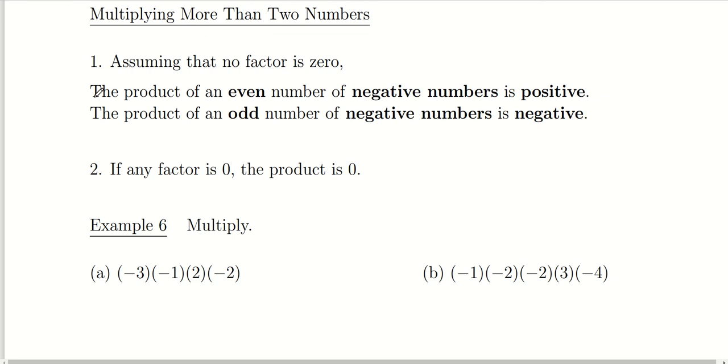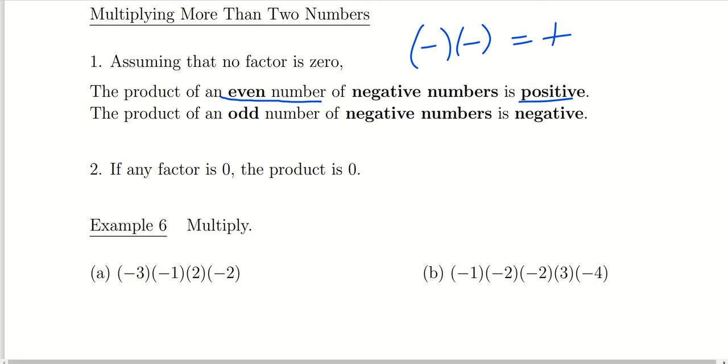A faster way to do this is to determine the sign up front and then just multiply the values. If you have a product that has an even number of negative numbers, then the final answer is going to be positive. The reason for this is that you can pair up the negatives, and within each pair, a negative times a negative is a positive, so the final answer will be positive.